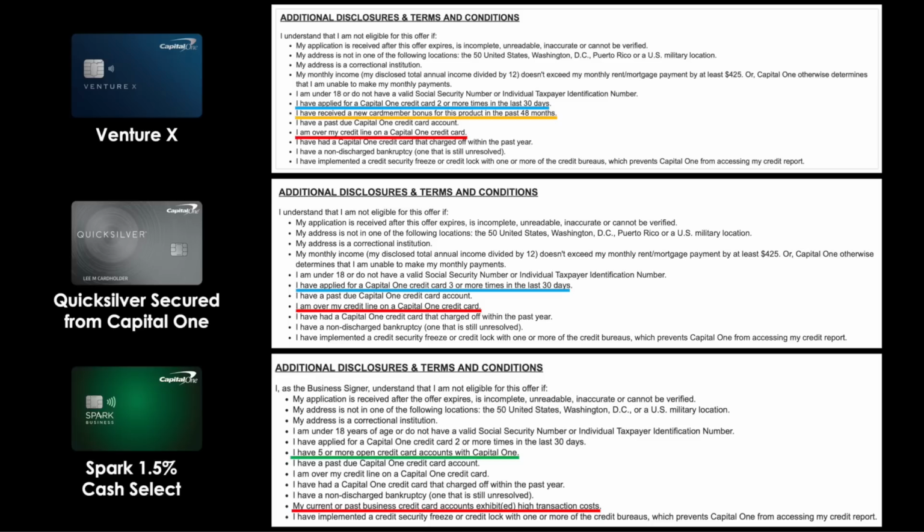This is just meant to illustrate that whenever you're going to apply for a Capital One card, there may be some differences. So read the terms for your specific application to make sure that you're in compliance, because some rules may apply in certain circumstances while they may not in others.